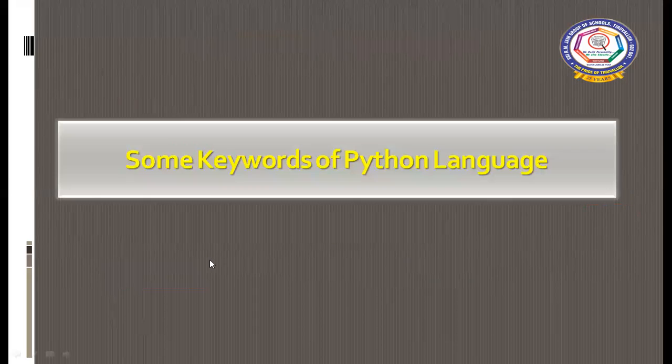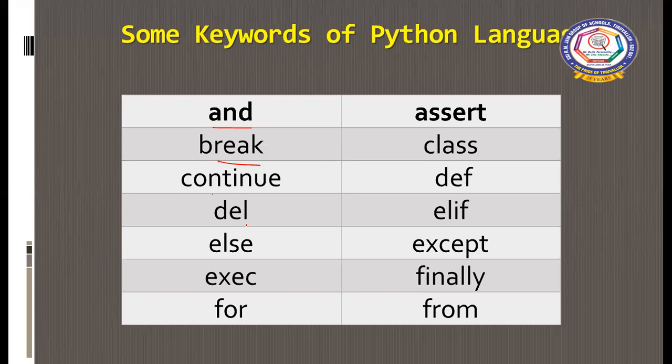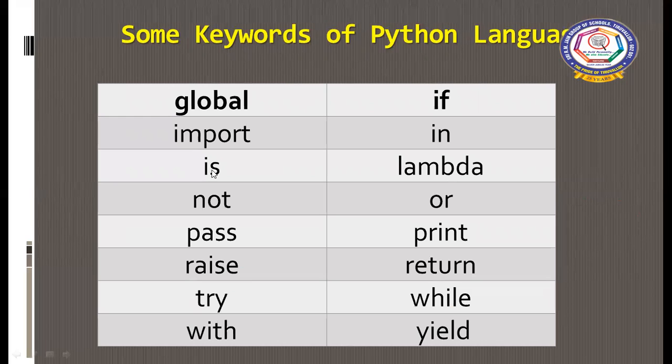Examples of keywords are: and, break, continue, del, else, exec, for, assert, class, def, elif, except, finally, from, and many more such as global, import, is, not. Like that, we have many keywords in the Python language which your compiler or interpreter uses. These words cannot be used as an identifier.